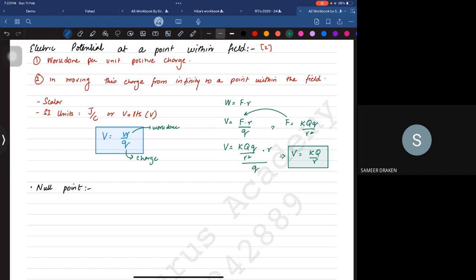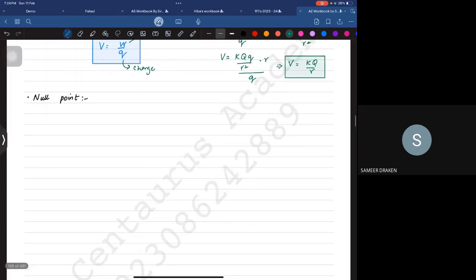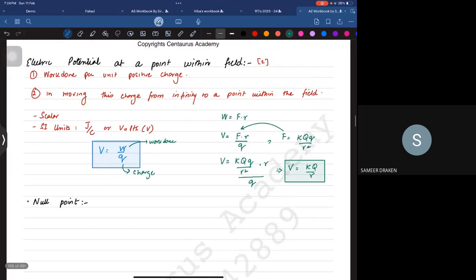Okay, kids. Now, the next thing we have to do is understand what the null point is. Oh, by the way, before we go to the null point, there are a few things that I want to write here. So you can put a note here, please.